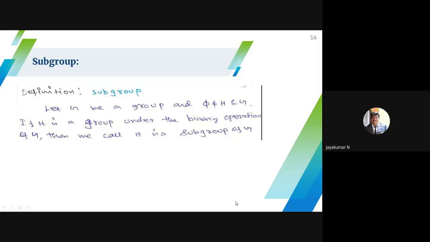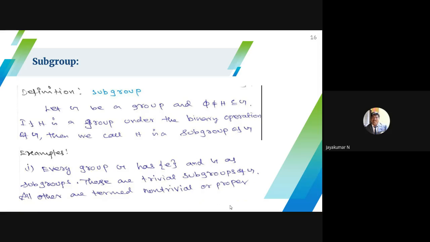So take a group, from that group means a set with some binary operation. From that set I have to choose a subset. You want to show that the subset with respect to the corresponding binary operation of G is a group, then it satisfies the four axioms: closure, associative, identity, inverse. Then we can say that H is a subgroup of G.